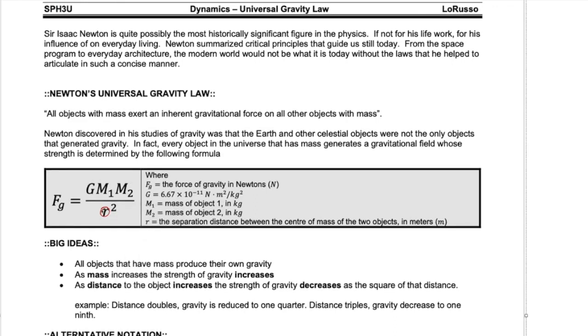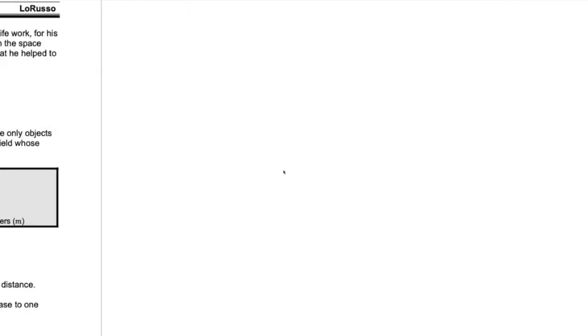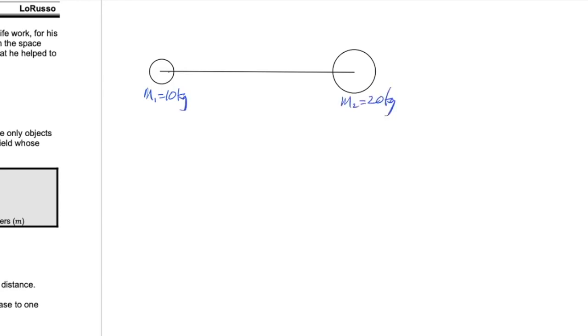So let's do a fairly simple example. Let's go off to the side here. Let's say we have two objects, one larger than the other, and they are separated from center to center. Let's get some statistics here. Let's say this is our mass 1, and it's equal to 10 kilograms. Our mass 2 is equal to 20 kilograms. And this distance separating them is 5 meters.